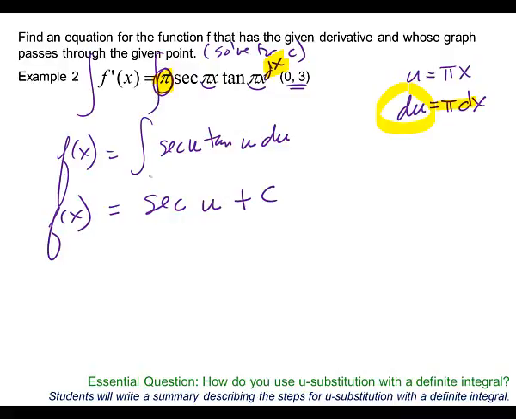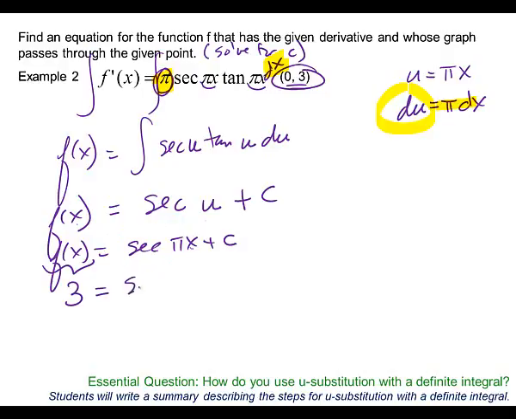All right, I'm not done yet, though, right? First of all, I got to put the u back in. So f of x equals, because it looks weird to have f of x equaling something with a u, right? So secant of pi x plus c. But I haven't found the equation for this specific point. This is the general equation. I need to use the point. Remember, this acts like y. So what is the y value of the point? 3. So 3 is going to get substituted in for f of x. What's going to go in for the x? 0. So I've got secant of pi times 0 plus c, which isn't this just 0?